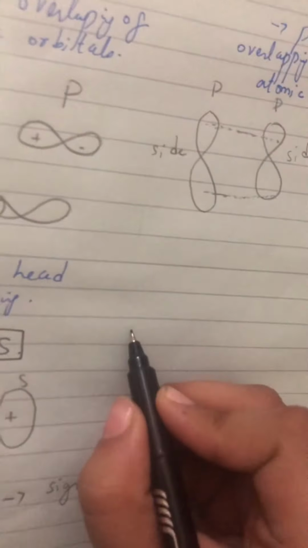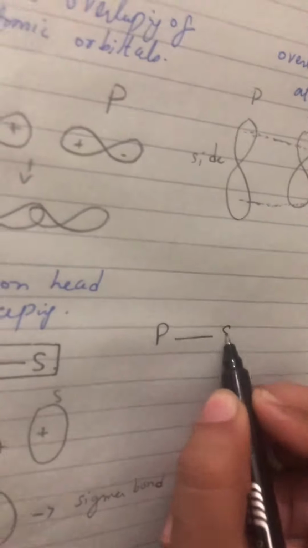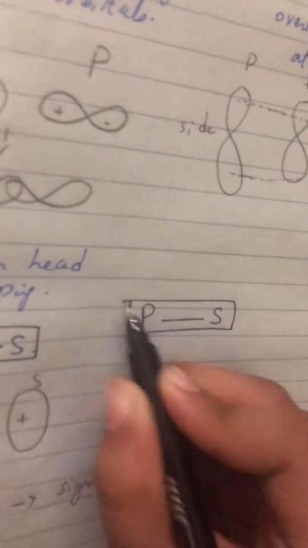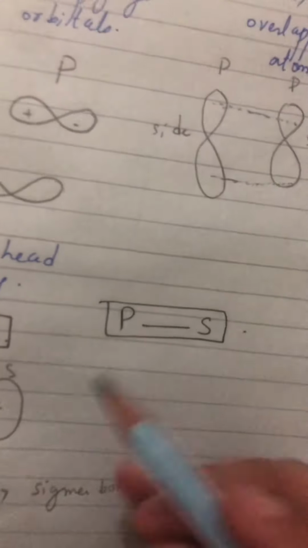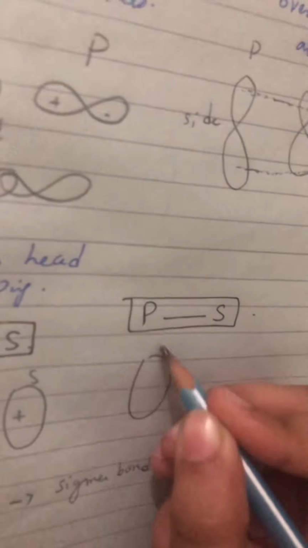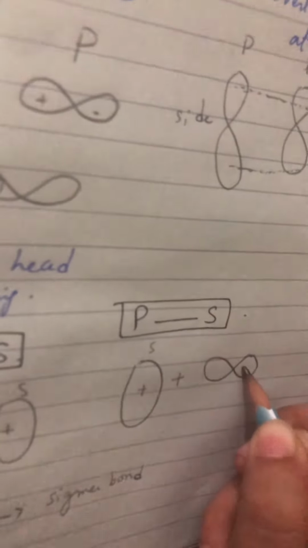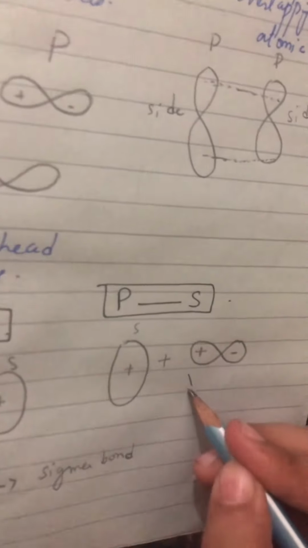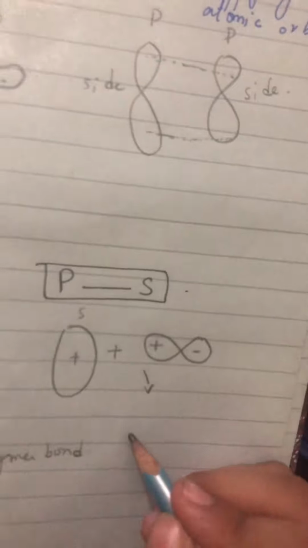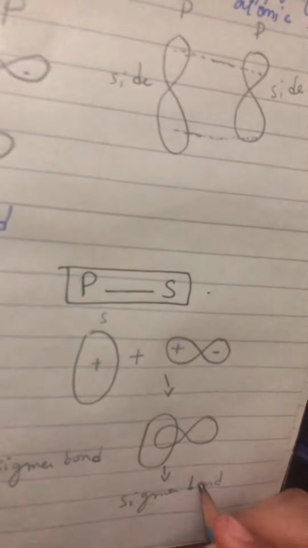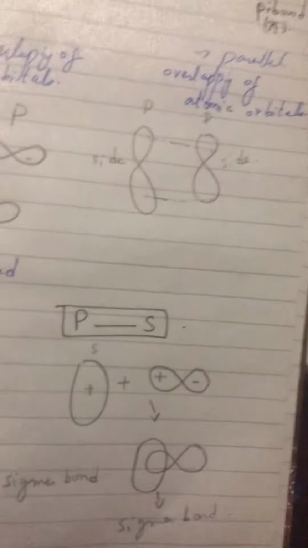Now if we talk about the overlapping between p orbital and s, like this. We are having this one as spherical shape, and p is having a double shape, so it will be like this. So the overlapping will be like this. Here you can see this is also a sigma bond. This is also head-on-head overlapping.